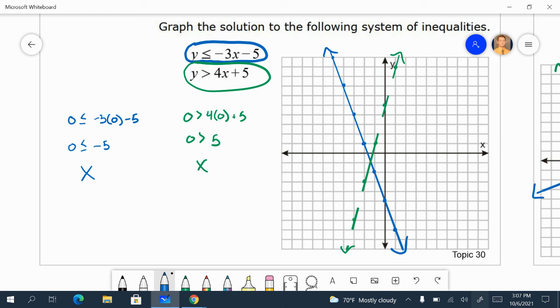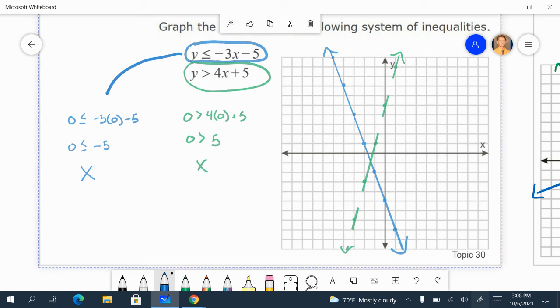If you're not sure how to graph these, you're going to have to go back to topic number 29 or topic number 28, because I'm not going to explain how to graph these here. Just rewind a little bit, and I'll explain it back there. So after I have them graphed, dashed line and solid line, I just got to figure out where I'm shading. Now I'm going to take them one step at a time.